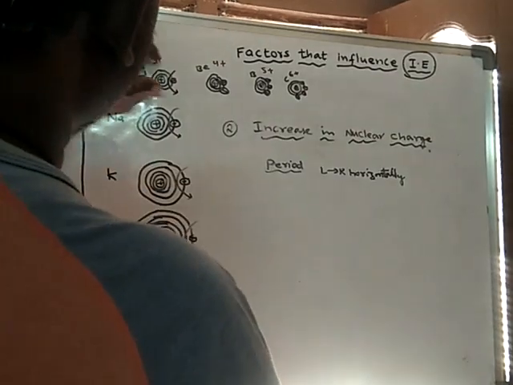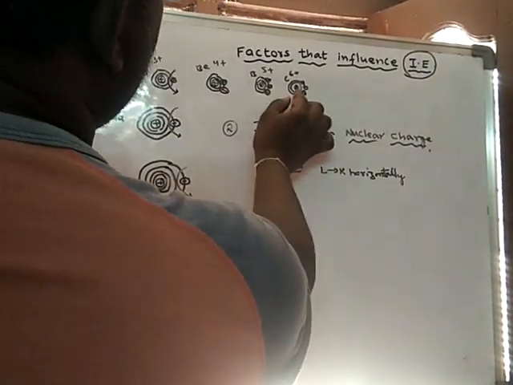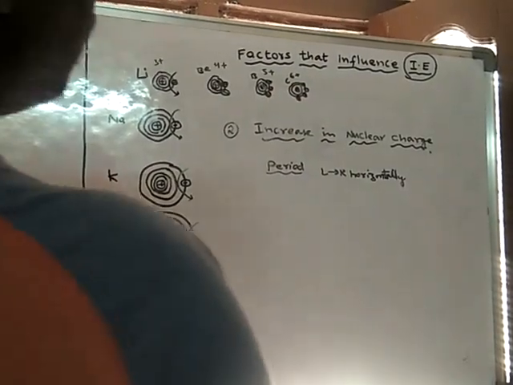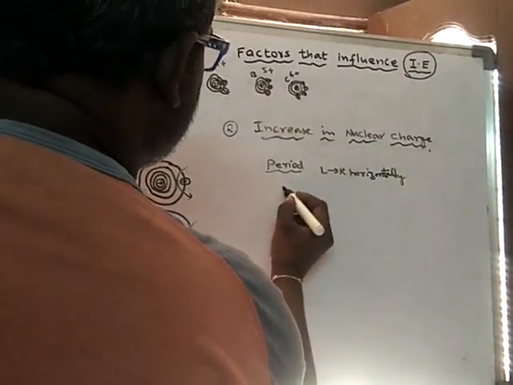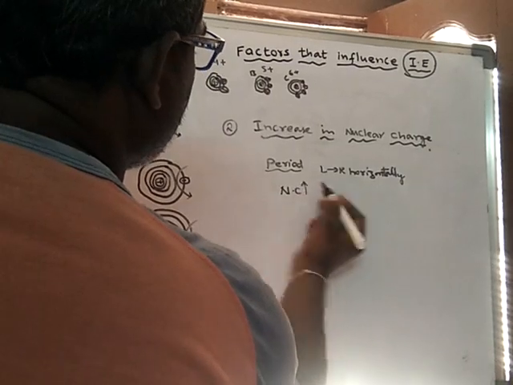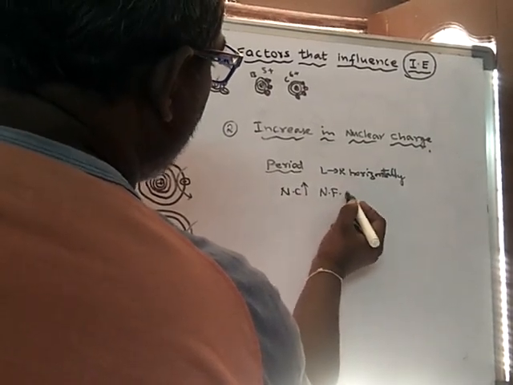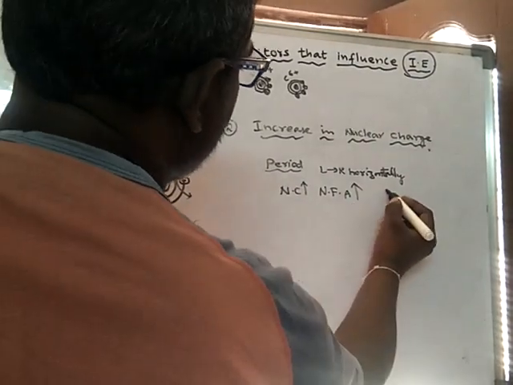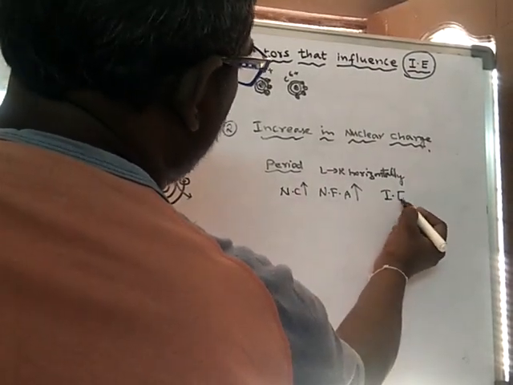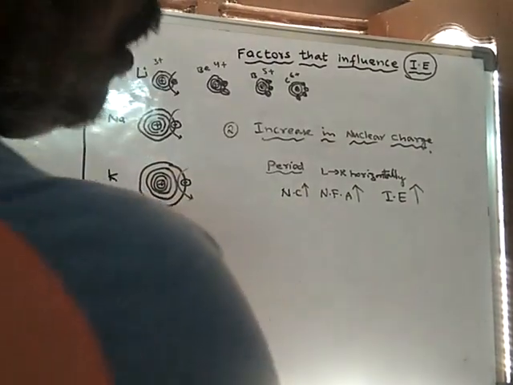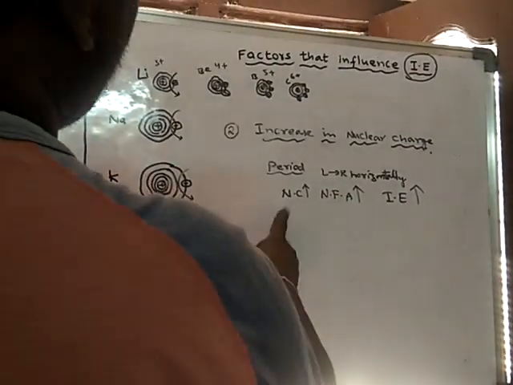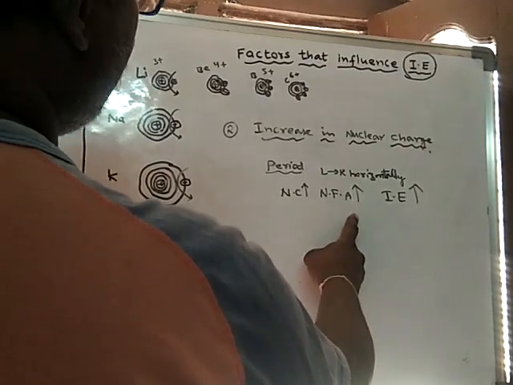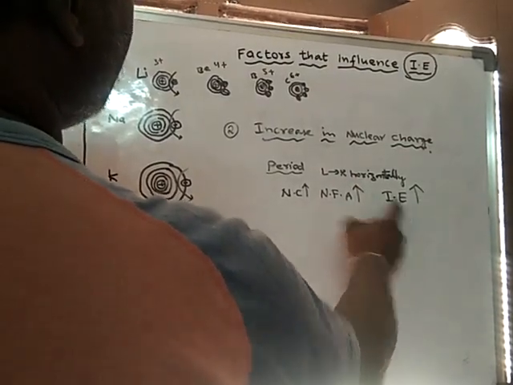As the nuclear charge increases, the attraction of the nucleus on the last electron increases. So when nuclear charge increases, the nuclear force of attraction on the last electron increases. Therefore it requires more energy. The energy to take out that electron increases. So with increase in nuclear charge, nuclear force of attraction increases, and therefore ionization energy also increases.